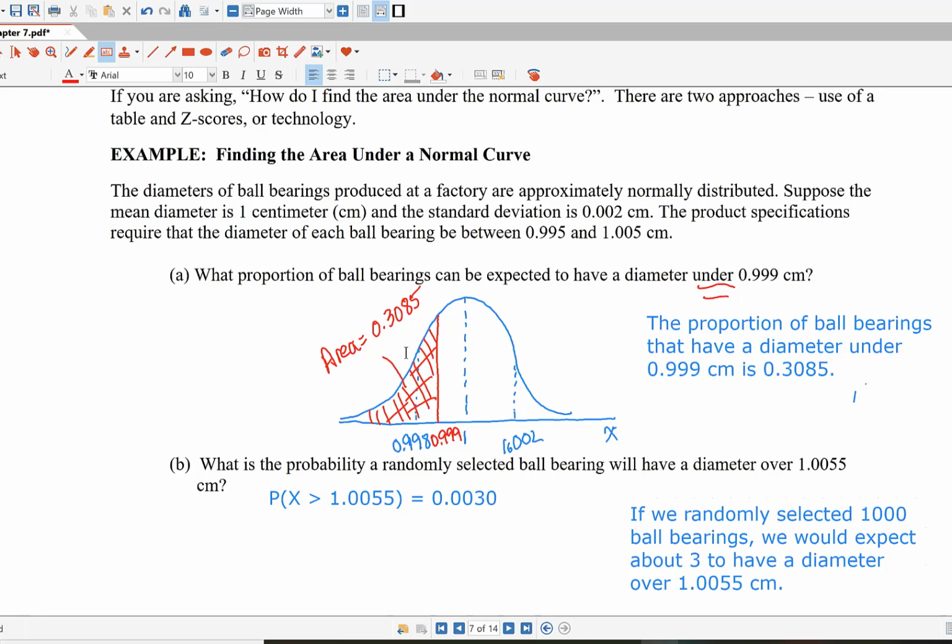Are you saying you move the decimal point? Yeah, it's like that. 0.003 is 3 out of 1,000. You multiply it by 1,000 and you get the 3. Exactly. So that's where that interpretation right here comes from.